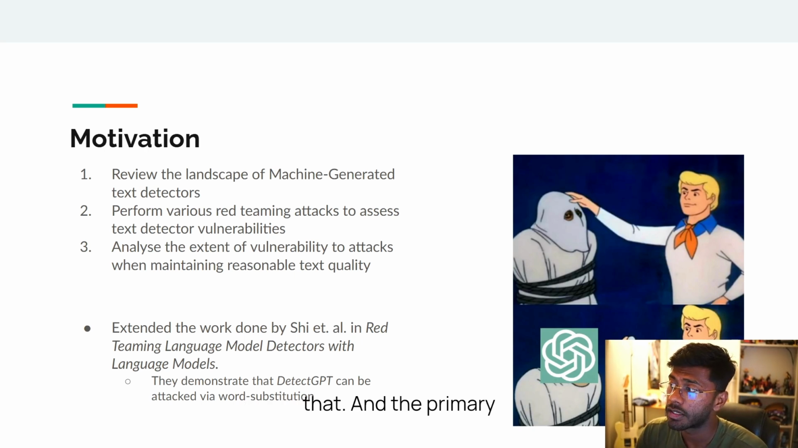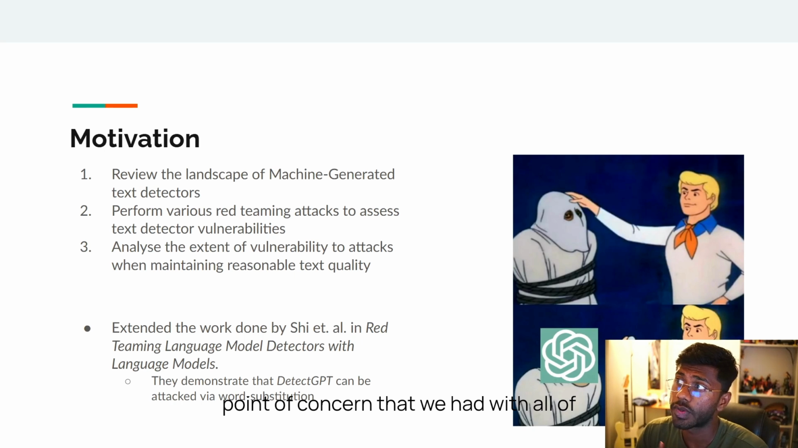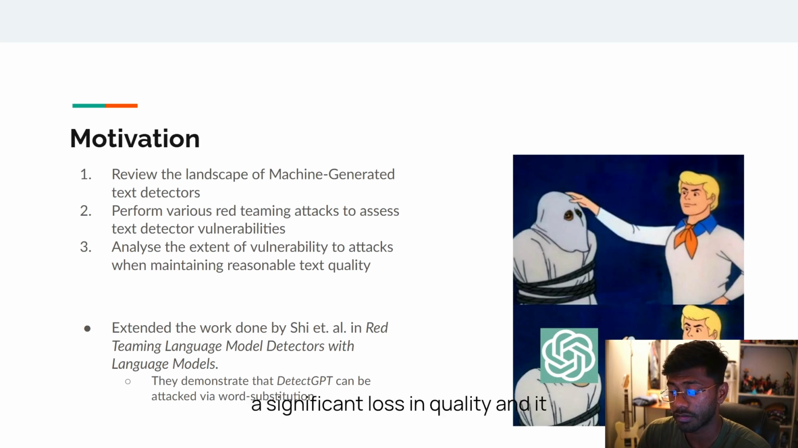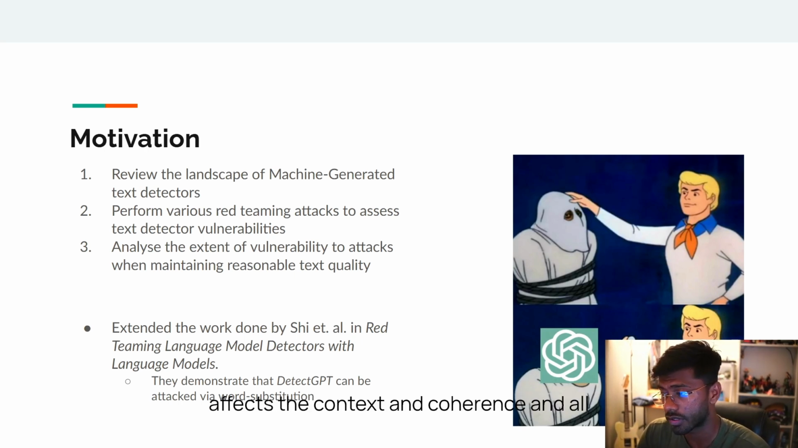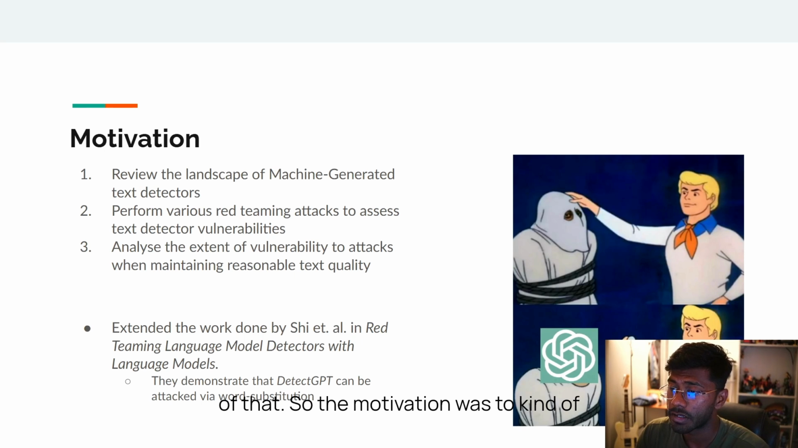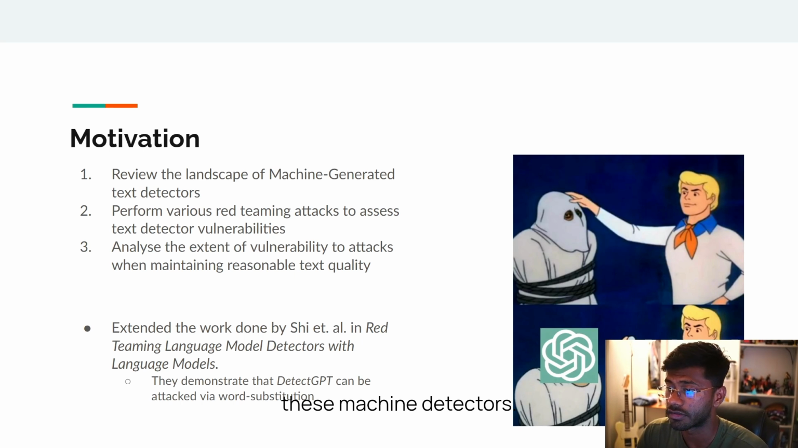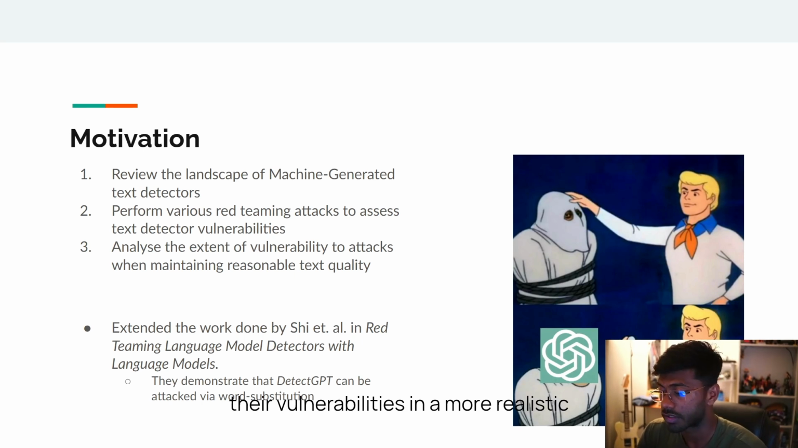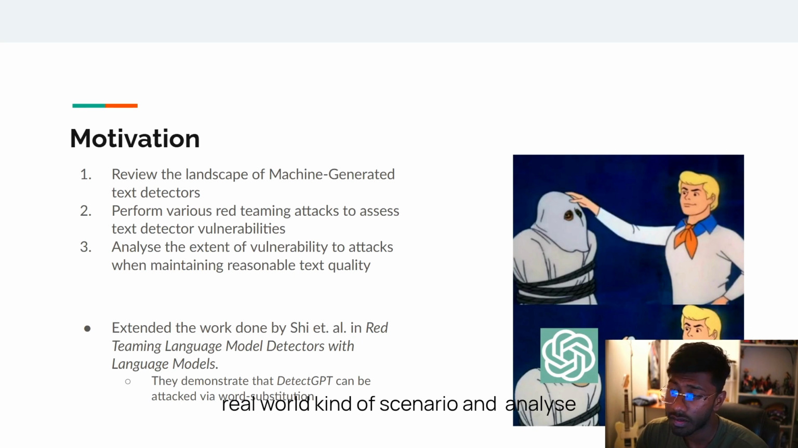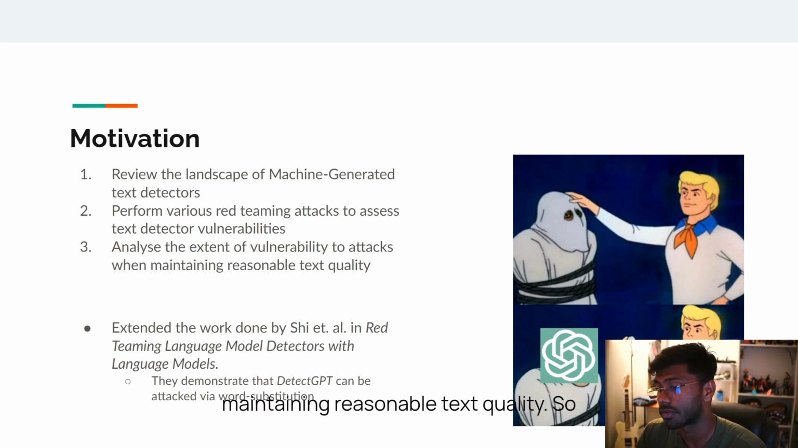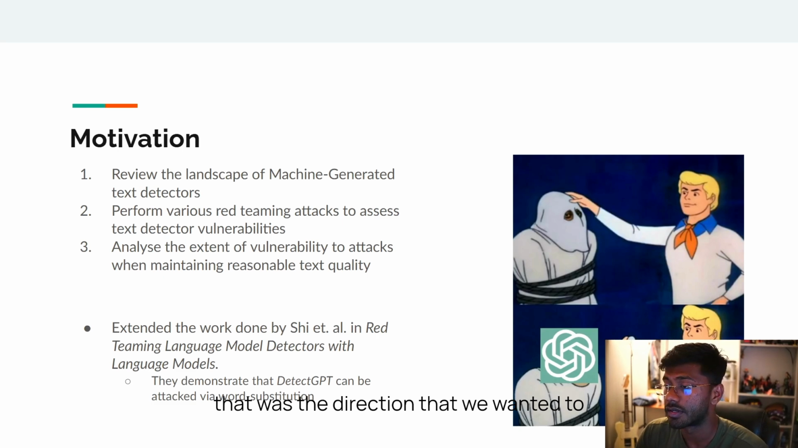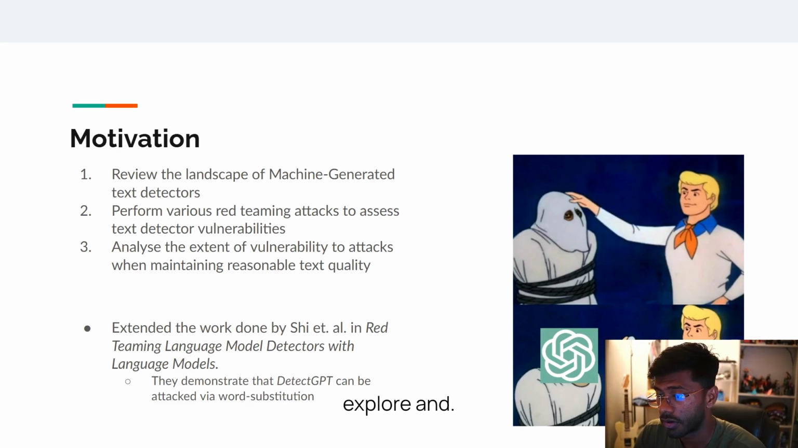And the primary point of concern that we had with all of this is that when you do random word substitution, there's a significant loss in quality and it affects the context and coherence and all of that. So the motivation was to review the performance and robustness of these machine-generated text detectors and perform various red teaming attacks to assess their vulnerabilities in a more realistic, real-world scenario and analyze the extent of the vulnerability while maintaining reasonable text quality. So that was the direction that we wanted to explore.